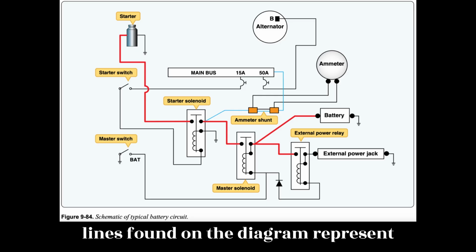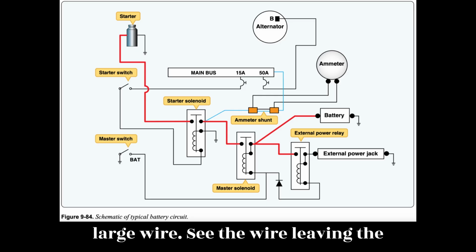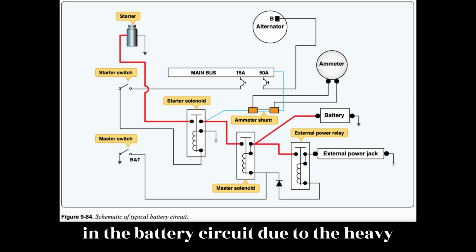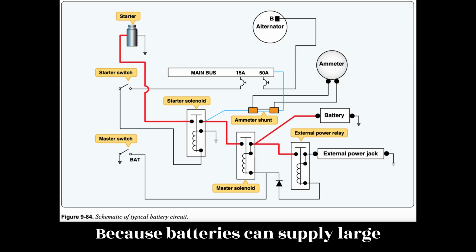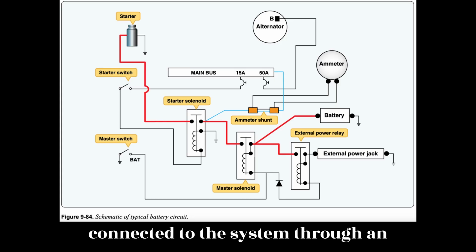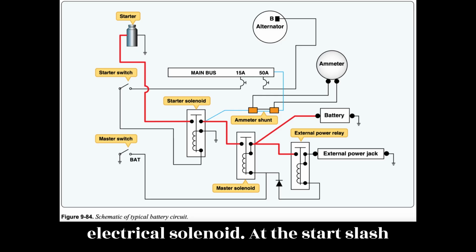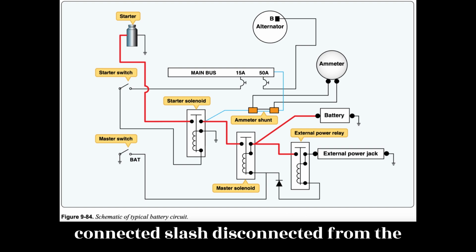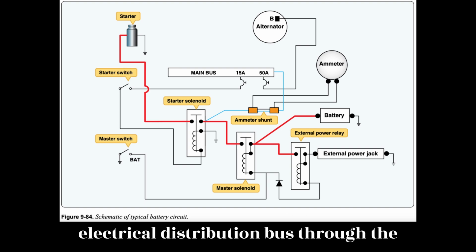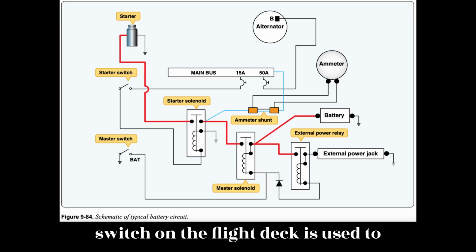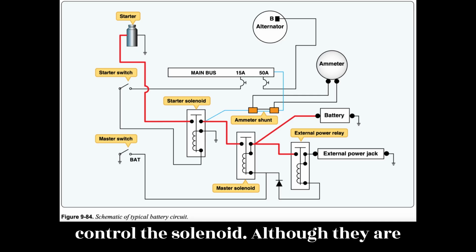The bold lines found on the diagram represent large wire. See the wire leaving the battery positive connection, which is used in the battery circuit due to the heavy current provided through these wires. Because batteries can supply large current flows, a battery is typically connected to the system through an electrical solenoid. At the start/end of each flight, the battery is connected/disconnected from the electrical distribution bus through the solenoid contacts. A battery master switch on the flight deck is used to control the solenoid.